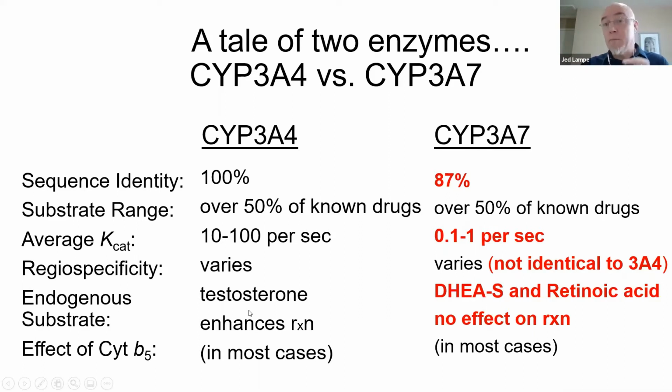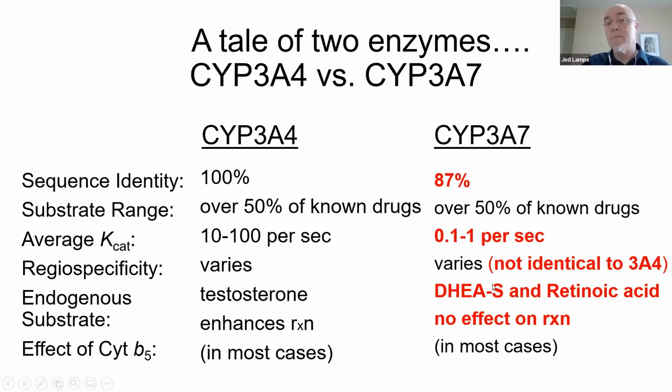In terms of regiospecificity, so where those drugs get oxidized, that varies from CYP3A4. You can have multiple oxidations occurring at different positions on the drug. Same thing with CYP3A7, although it might not always be identical. I'm going to show you some examples of that, what happens with that. Endogenous substrates, CYP3A4 supposedly metabolizes testosterone, although there's some debate about it. It does metabolize it, but whether it's an endogenous substrate, there's some debate about that.